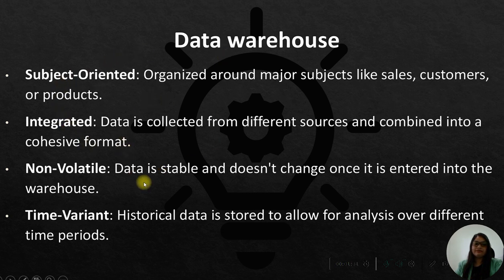So this is the definition of the data warehouse. It is subject oriented, integrated, non-volatile and time variant. Subject oriented means it is organized around the major subjects like sales, customers or product. Integrated means data is collected from different sources and combined into a cohesive format. Then in non-volatile, data is stable and does not change once it is entered into the warehouse. Time variant means historical data is stored to allow for analysis over different periods.